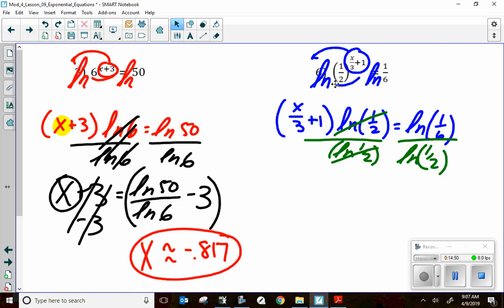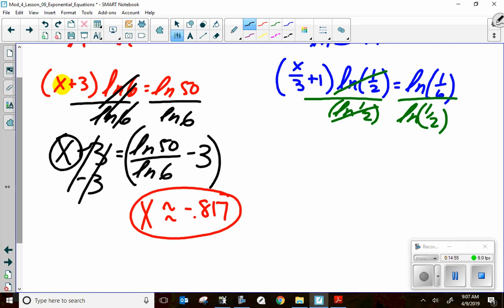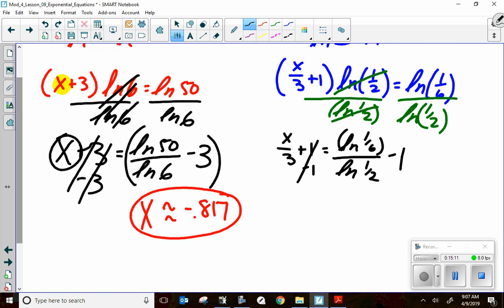So now I've got, and I'm writing all this out. You can start to kind of imagine what's going to happen, but let me write all this out. I've got x over 3 plus 1 equals the ln of a sixth all over the ln of a half. Okay, now I'm going to subtract 1 from this whole side. All right, so this goes bye-bye. Now I have x over 3. How do I get rid of this? I've got to multiply this side by 3. What do I do to one side? I have to multiply the whole side by 3. So x is going to approximately equal.